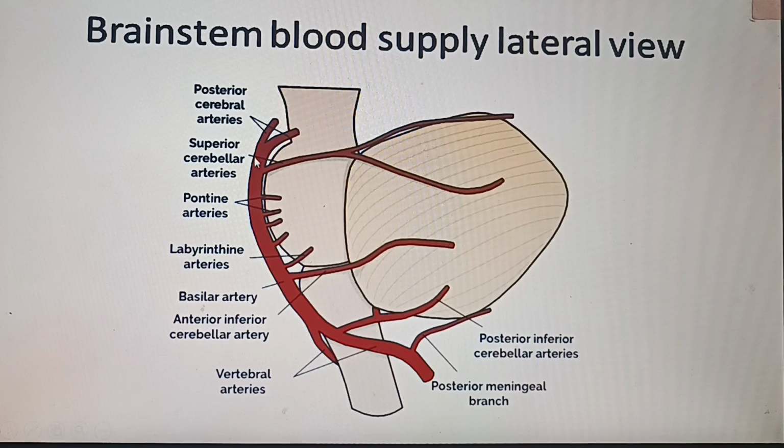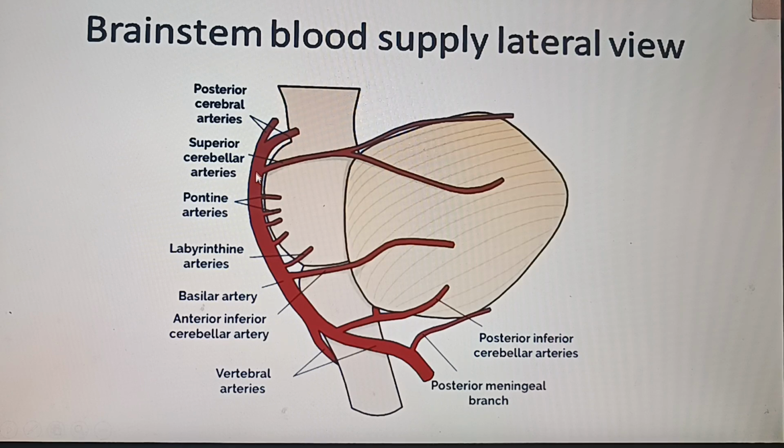Now let us see the branches of the vertebral and basilar artery. From here you can see the vertebral artery is apparently posterior inferior to the basilar artery, correct? So the basilar artery is anterior, the vertebral artery is posterior. So now first of all let us see the branches to the cerebellum.